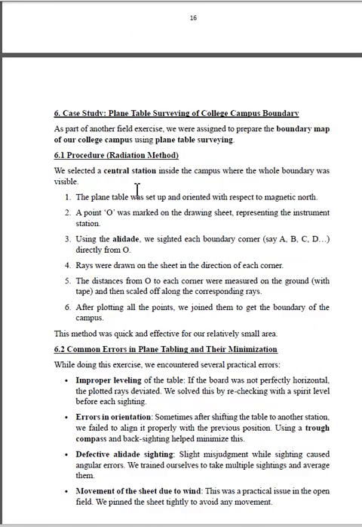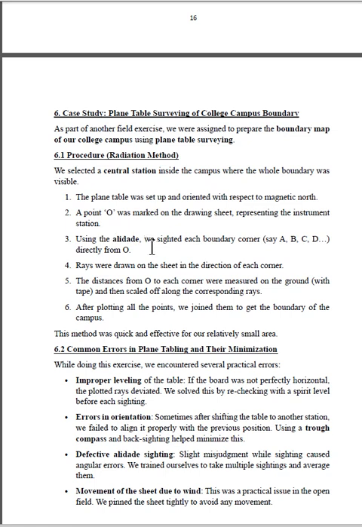Then in the case study of plane table surveying, the first question is on the procedure of the radiation method. We selected a central station inside the campus where the whole boundary was visible. The plane table was set up and oriented with respect to magnetic north. Second point, a point O was marked on the drawing sheet representing the instrument station.